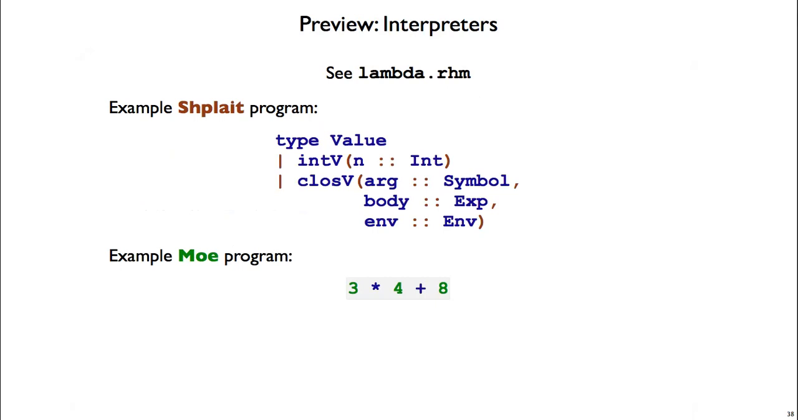So this is the surface syntax for a Mo program, 3 times 4 plus 8, but we normally won't write Mo programs like this. We'll normally be using Mo programs as Shplait values, using that syntax data type. It's important to know that we've got these 2 layers ahead. It may be a little awkward to get used to having multiple layers, but this is also an important PL concept to know.